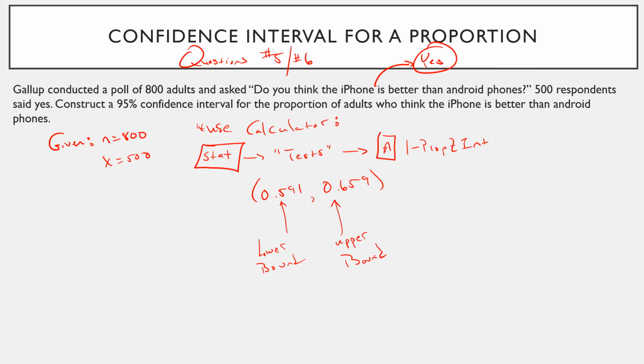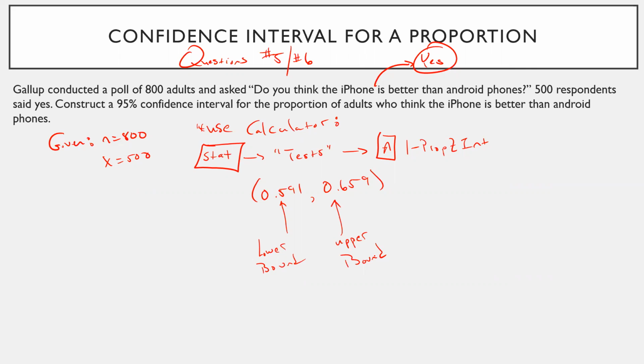Now look, if you make an error rounding, I will accept it. Okay, I build in a little bit of a tolerance on the exam, so it'll accept things like 0.590, okay, or 0.658. So don't round incorrectly, but realize there's a tolerance built in.